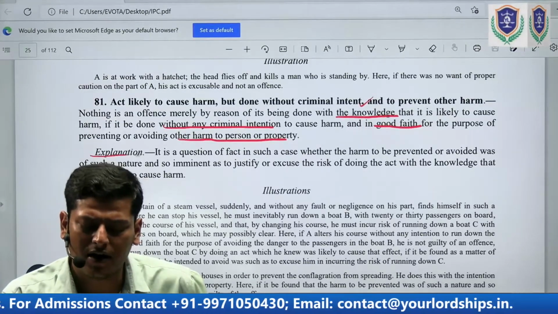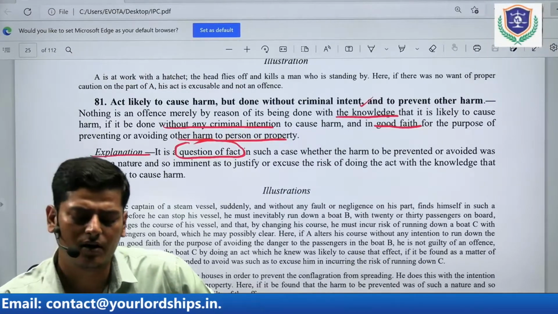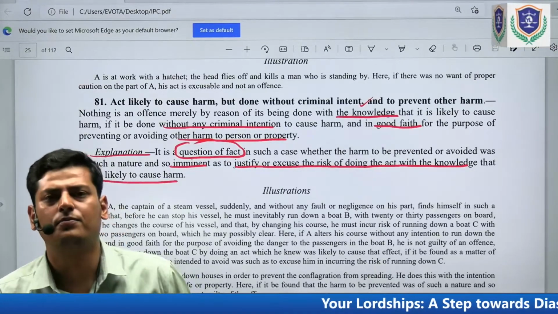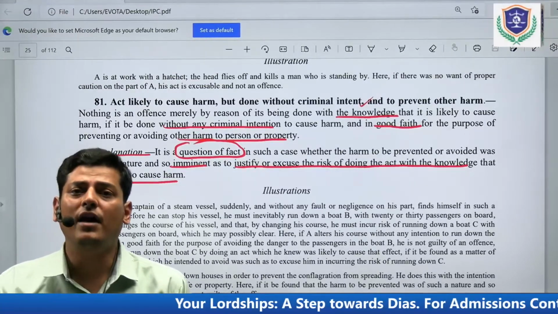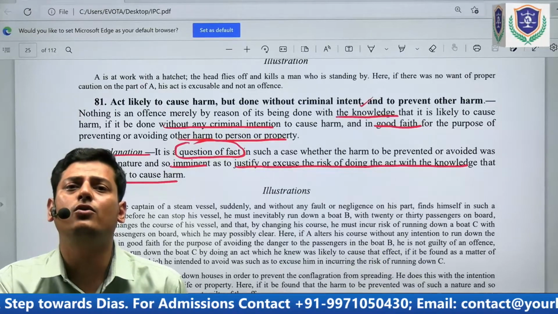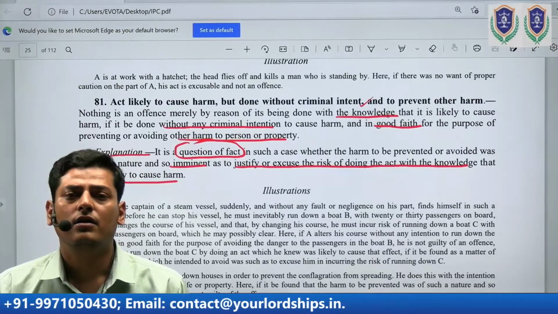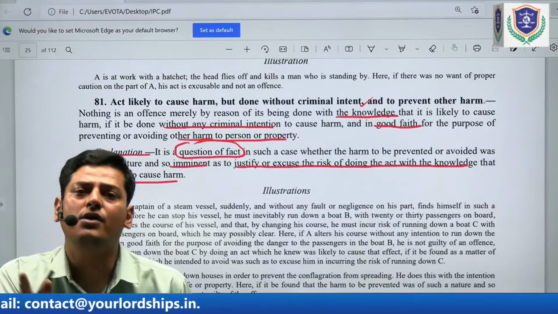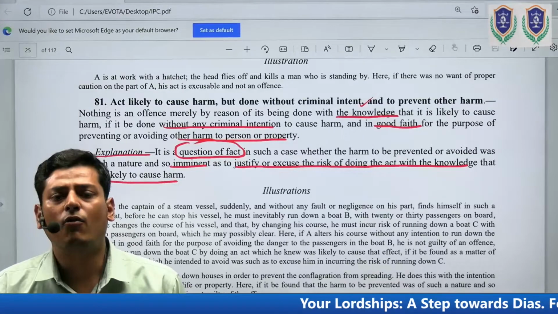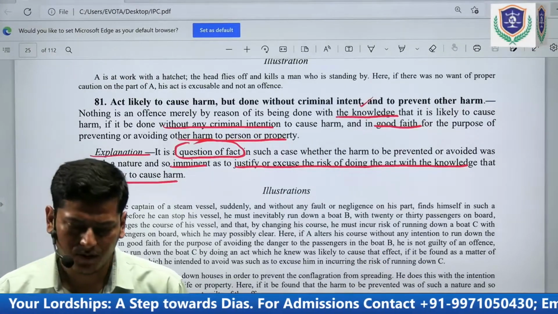An explanation further clarifies that it is a question of fact whether the harm to be prevented or avoided was of such a nature, so imminent, as to justify or excuse the risk of doing the act with the knowledge that it was likely to cause harm. Meaning thereby, whether the harm that you have knowingly caused, in order to prevent or avoid some other harm in good faith without any criminal intention, is justified, and whether causing that harm was so imminent in order to avoid the other harm, is a question of fact. It will depend upon the facts of the case. Okay? So that completes the defense of necessity, very simple.